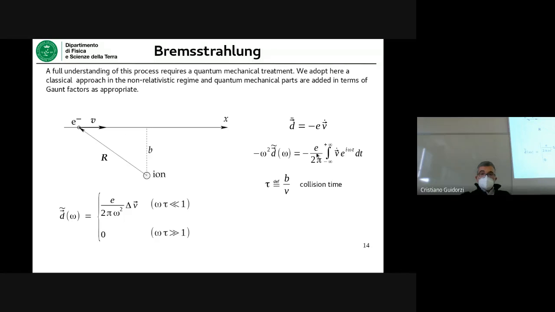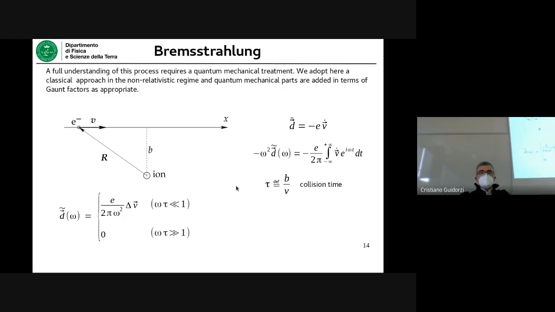Now, let's see this integral in these two regimes. When omega tau is much smaller than 1, it means that v dot varies within a time interval in which the exponential term can be considered as constant, in particular as 1. So the integral of v dot is just v calculated between the two extremes: v at plus infinity minus v at minus infinity. This is the overall resulting variation in the velocity, delta v. This is the case when you are taking a sufficiently low frequency omega, such that omega tau is much smaller than 1.